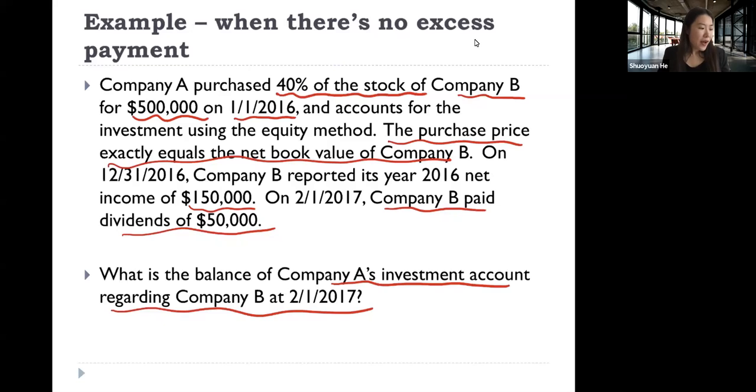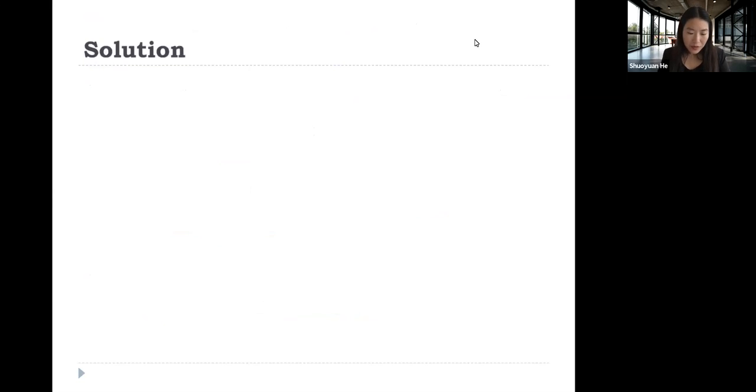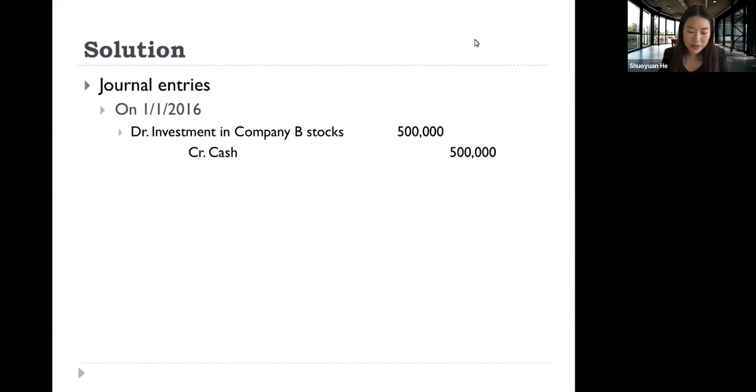Okay, so let's now go over the solution of this example. What are the general entries? So first of all, company A purchased 40% of the stock of company B for 500,000. So on January 1st, the general entry for the initial investment is to debit investment account, credit cash for 500,000.